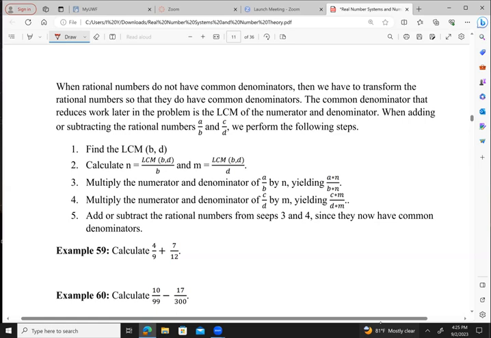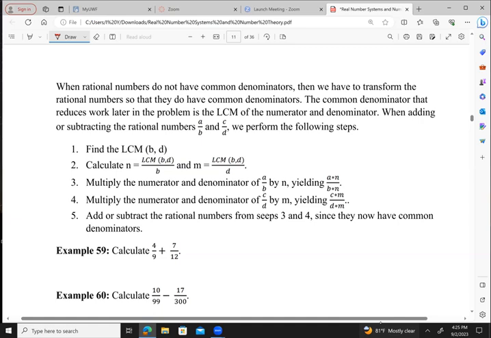Then we simply multiply the numerator and denominator of a over b by n, yielding a times n over b times n. And multiply the numerator and denominator of c over d by m, yielding c times m over d times m. Then we can add or subtract because we have a common denominator.